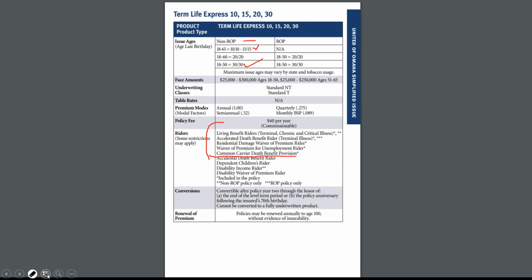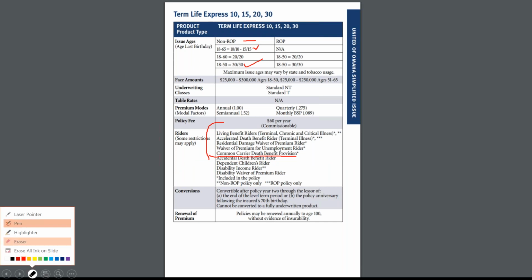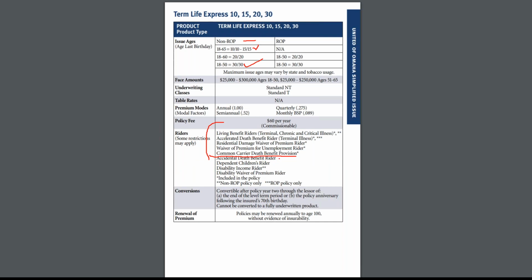So the next benefits are ones that are paid riders. The accidental death benefit, which will double the benefit. If you include that, it's a pretty cheap rider to include. There's a dependent child rider that's available. There also is a disability income rider that's available. There are certain restrictions on that disability income, so you do have to take a look at the list.